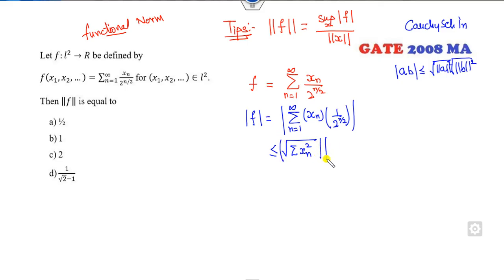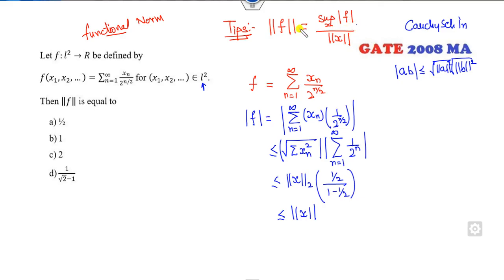Norm of this into square of this. What is the square of this? It is nothing but the sum over n from 1 to infinity. So this is nothing but my L2 norm, the norm of l2 space. This is a GP series. What is the infinite sum of the GP? A over 1 minus r. So this will be cancelled out, it is norm of x. Now you can substitute this value here.